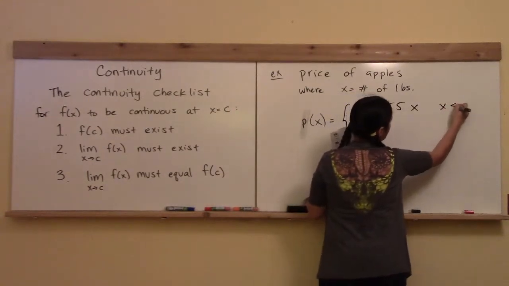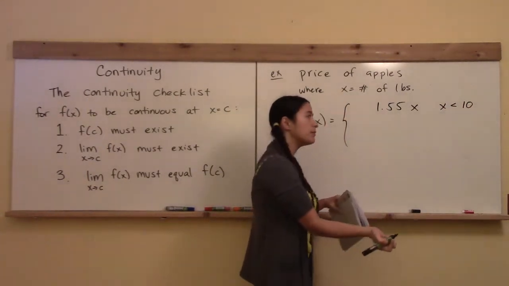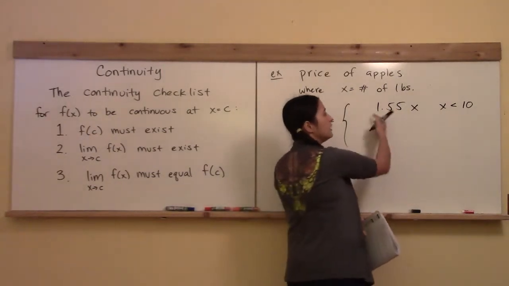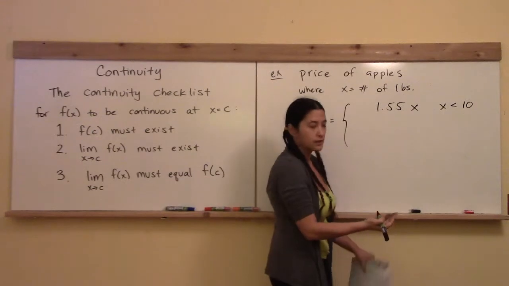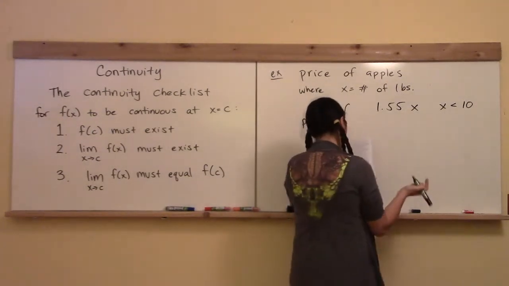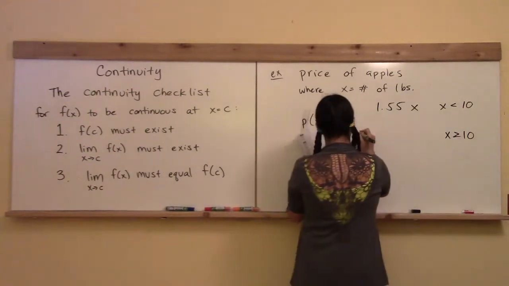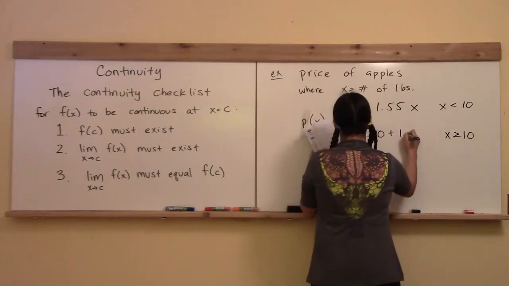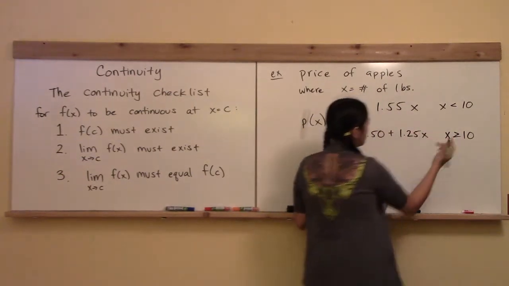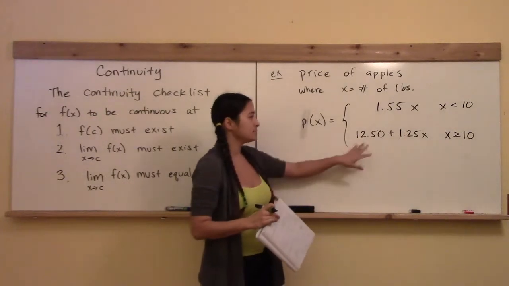1.55x if x is under 10. So if you buy less than 10 pounds, the price per pound is $1.55, and your total price will be $1.55 times how many pounds you're buying. Now if you're going to buy 10 pounds or more, I'll give you a little deal. If x is greater or equal to 10, then I will say that your price is going to be $12.50 plus 1.25x.